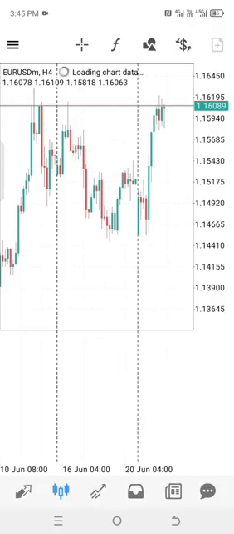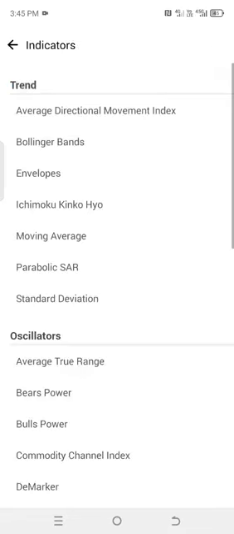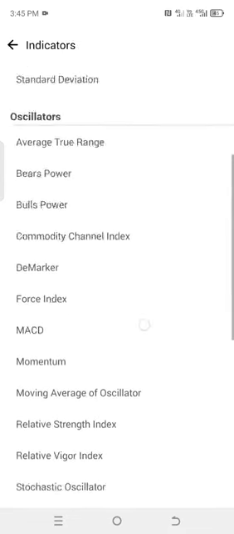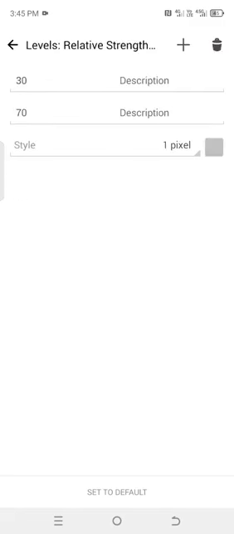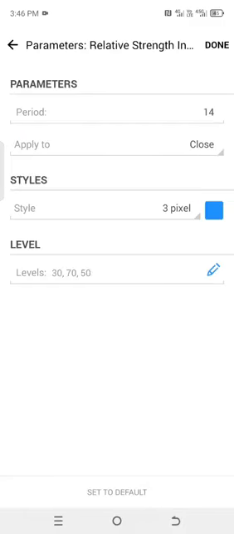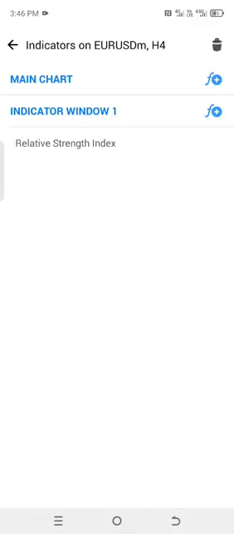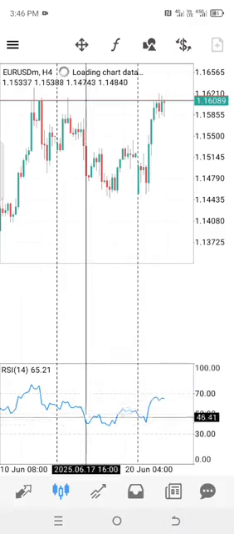So today, we're going to be making use of indicators like the relative strength index. We're going to add that to our chart. We're working with a period of 14, apply to close, style 3 pixel. The levels are level 30 and level 70. I'm going to be adding one more level, which is level 50. When you're done, you click on done, and that is the relative strength index in your chart. So this is the relative strength index, guys.